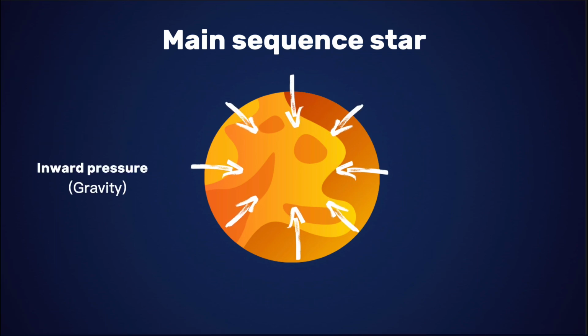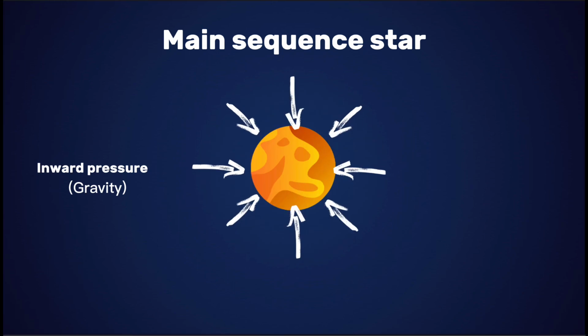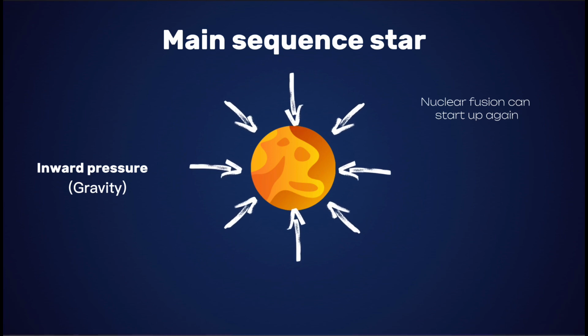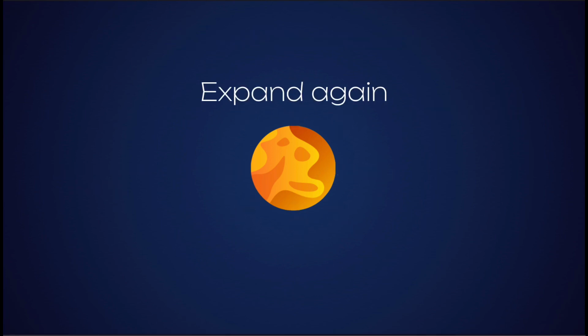And so the inward pressure of gravity takes over and contracts the star into a small ball until it's so hot and dense that nuclear fusion can start up again, which will cause it to expand again. This time, instead of just forming helium, the nuclear fusion will form heavier elements, including all the elements up to iron in the periodic table.